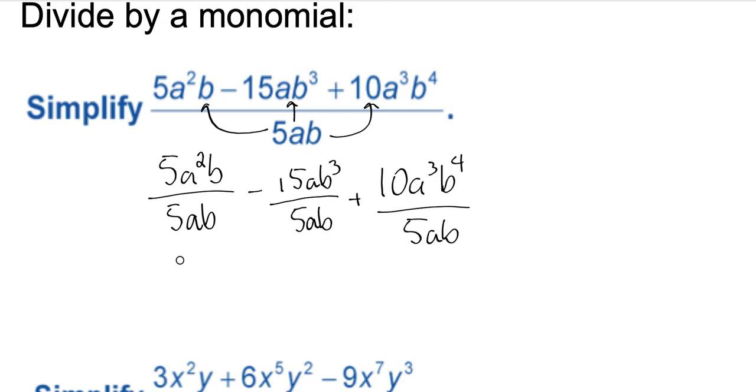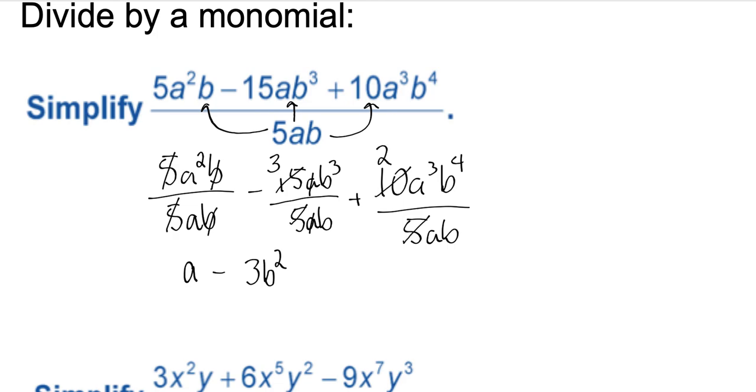So this one will be, so the 5s are going to go away. Take one of the a's out. We have just an a left, and the b's cancel. All right, so there's just an a left for that first one. For the second fraction, 15 and 5, that'll cancel out to a 3 on top. So 3, the a's will go away. We're going to take out one of the b's, so we'll have 3b squared. And then here, the 10 and the 5, that'll cancel out to a 2.